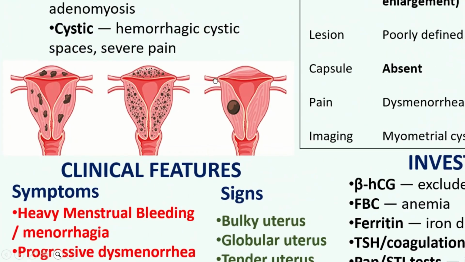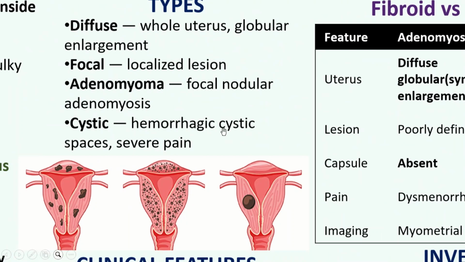So when we look at the types, we have the diffuse type, where the whole uterus is involved, and this is going to cause a globular enlargement. Sometimes you may think it's an early pregnancy, especially if you don't have the history very well, or if the patient doesn't come in with complaints of pain and bleeding, and routinely it may feel like a cleft uterus.